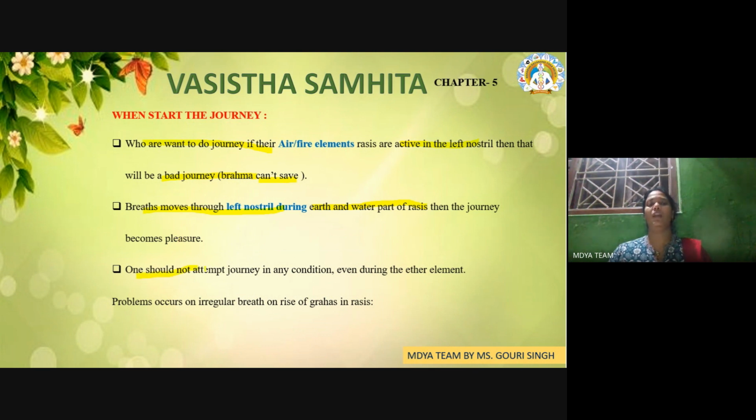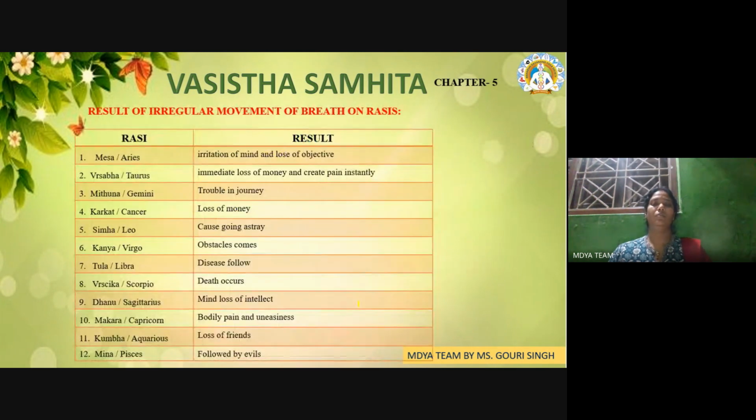And one should not attempt a journey in any condition even during the ether element, if it is active. The problems all occur with irregular breath on the rise of grahas in rasis. What are the problems that will be there?